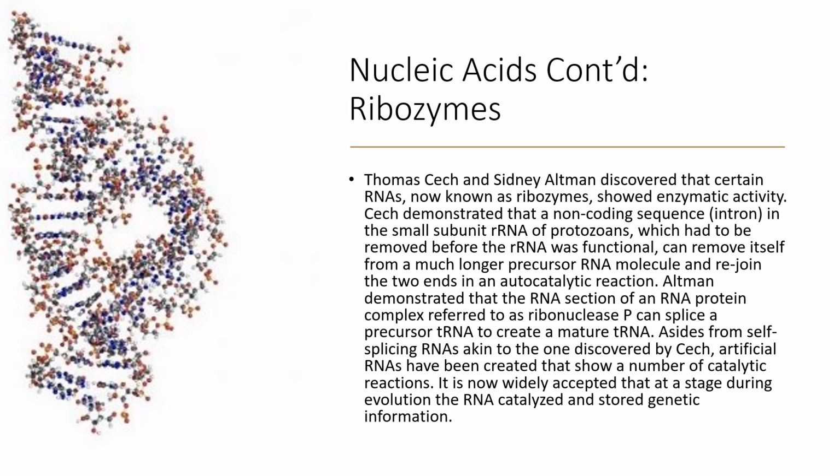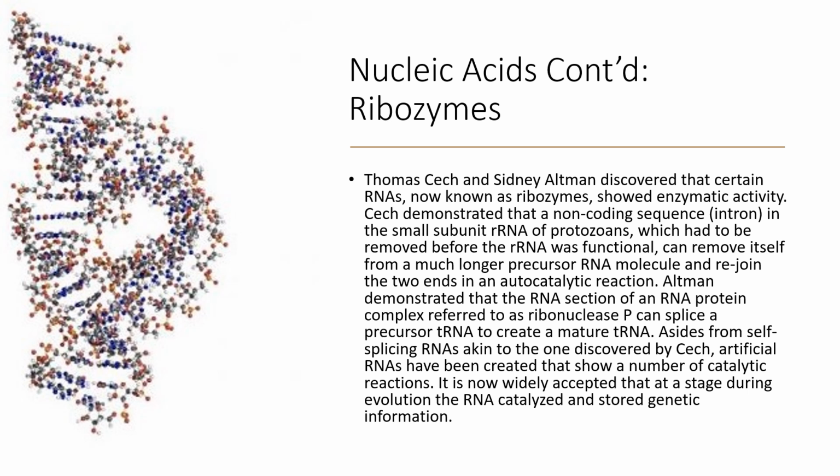Thomas Cech and Sidney Altman discovered that certain RNAs, now known as ribozymes, showed enzymatic activity. Cech demonstrated that a non-coding sequence, which is an intron, in the small subunit of rRNA of protozoans, which had to be removed from the rRNA, was functional, and can remove itself from a much longer precursor RNA molecule and rejoin the two ends in an autocatalytic reaction.